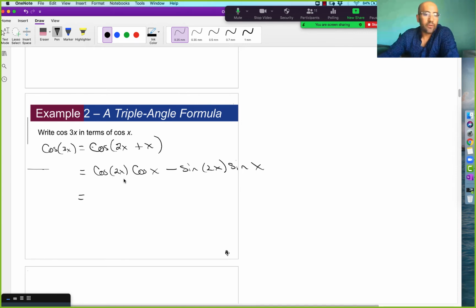In fact, we have 3 of them to choose from. And then we have a formula that we can apply for sine 2x. Sine 2x is an easy one: it's just 2 sine x cosine x. So we can replace that right there. We get minus 2 sine x cosine x, and then there's another sine x in here.